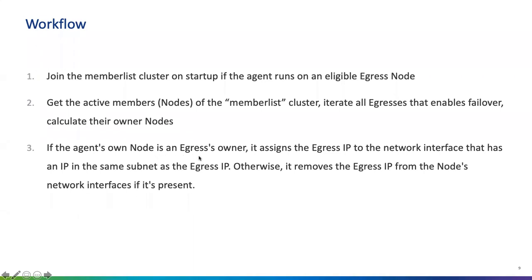And then if the node that the agent runs on is exactly the egress owner, the agent will assign the egress IP to the network interface that has an IP in the same subnet as the egress IP. Otherwise, it just removes the egress IP from the node's interface if it is present on one of them.